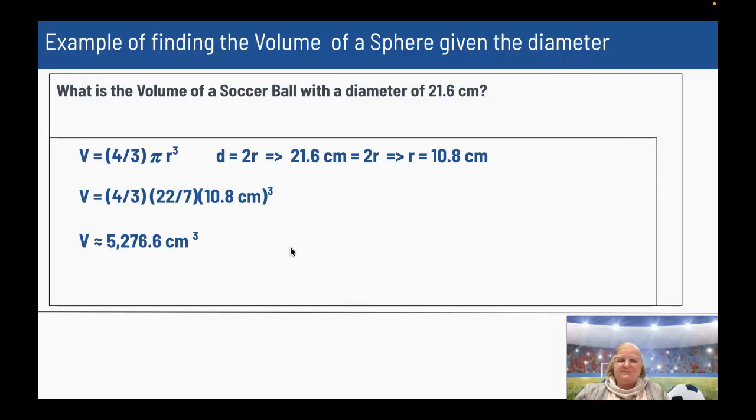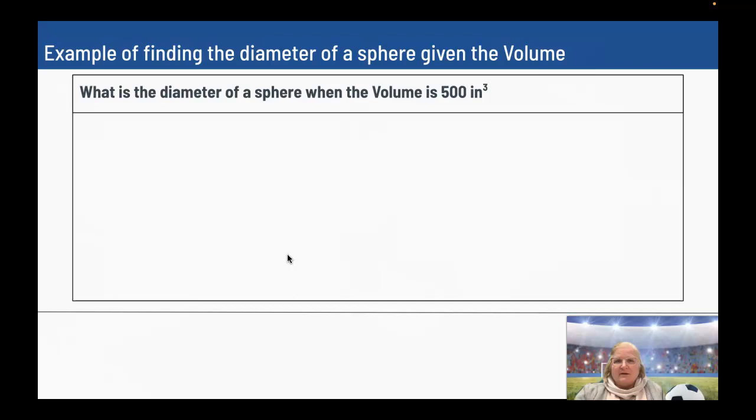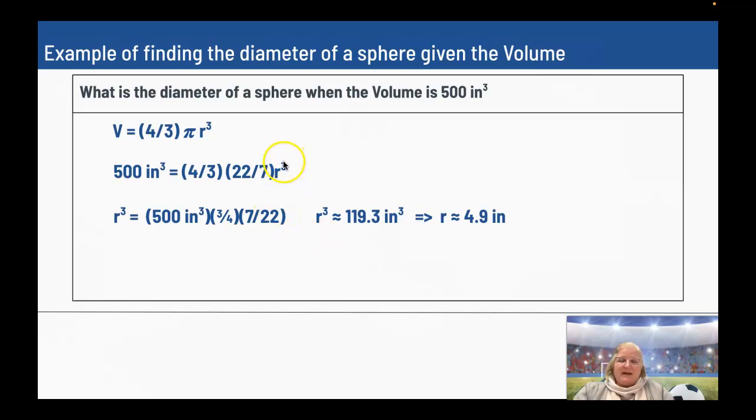What is the diameter of a sphere when the volume is 500 inches cubed? Okay, so now you're going to use some of your algebra skills in solving an equation. You're still just using a formula that you're plugging things into and then finding out what you don't know. So we're looking for the diameter. So we're using the volume, 4/3 pi r cubed. And this time we know that the volume equals 500 inches cubed, but we don't know the radius because we don't know the diameter. We do know that the 4/3 stays the same and that pi is 22/7, or just pi, 3.14. And so if I solve for my r cubed, I have the 500 inches cubed on this side.